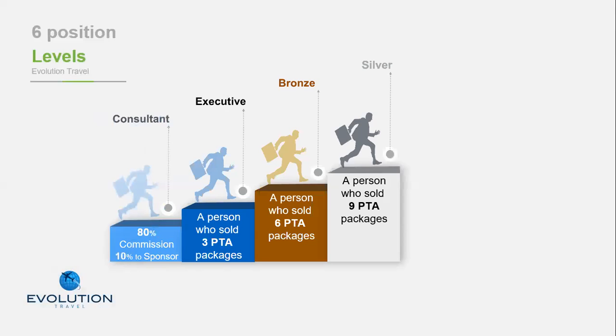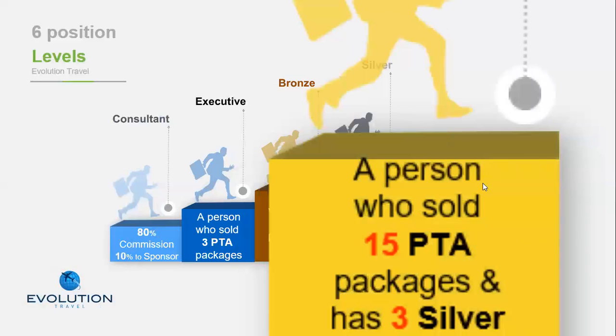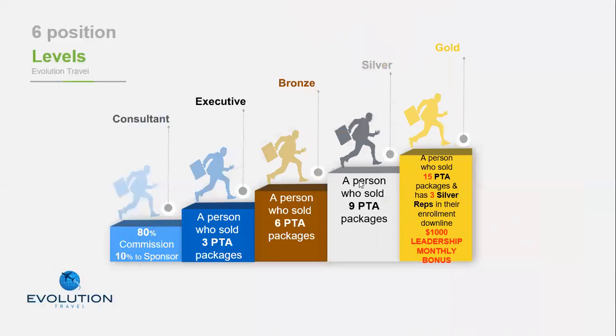So you come in, you recruit 3 individuals, you become an executive. Then the next phase is the bronze, a person who has sold 6 professional travel agent packages. Next level is the silver, a person who has sold 9 packages. Okay. Then the next level is the gold level. I'm sorry, my presentation is being screwy. But the silver is a person who booked 9 professional travel agent packages.